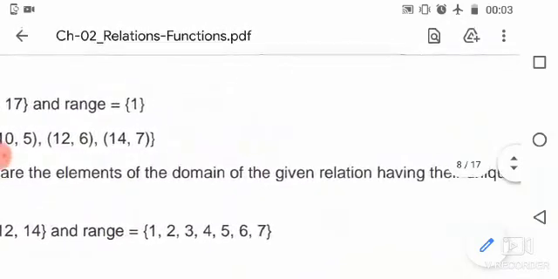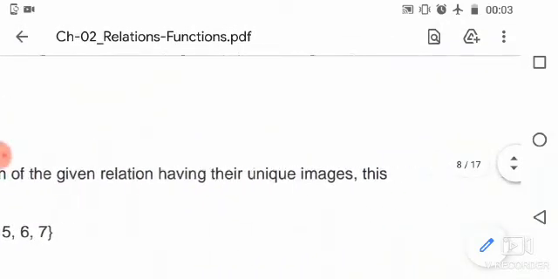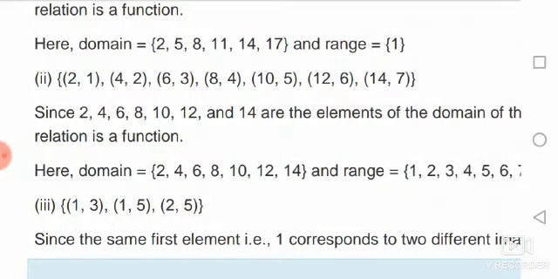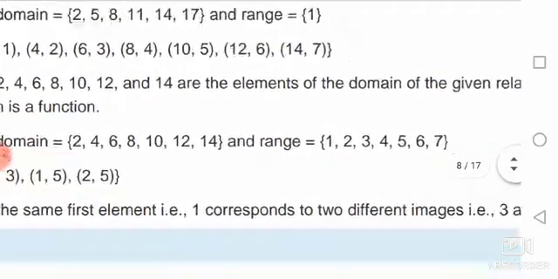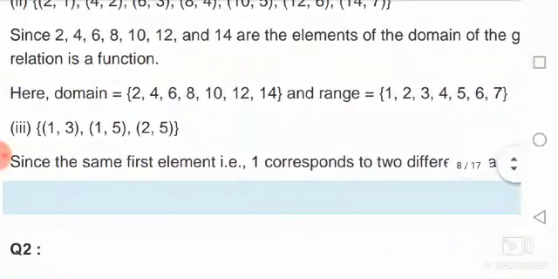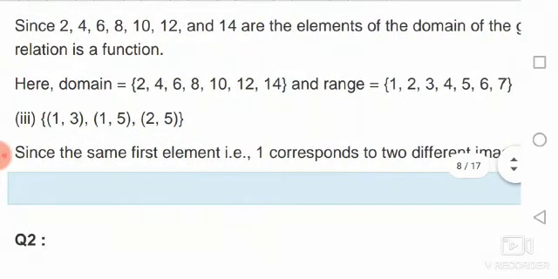Now you can look at this. The relation has unique images. Therefore, this relation is a function. The domain of the set contains the elements 2, 4, 6, 8, 10, 12, 14 and the range is 1, 2, 3, 4, 5, 6, 7. Moving to the next question. Question number 3.